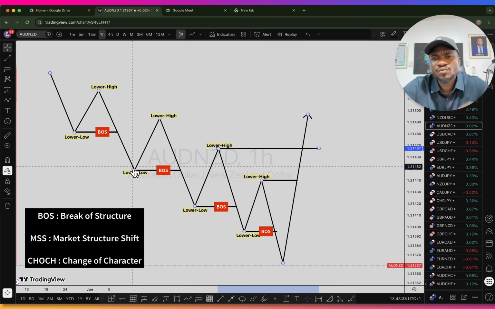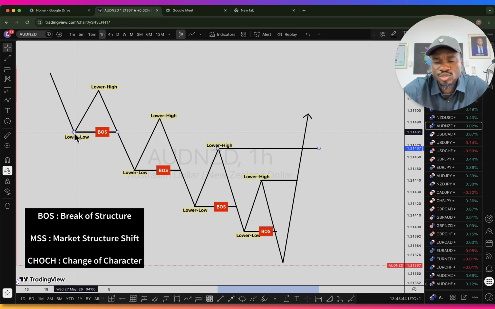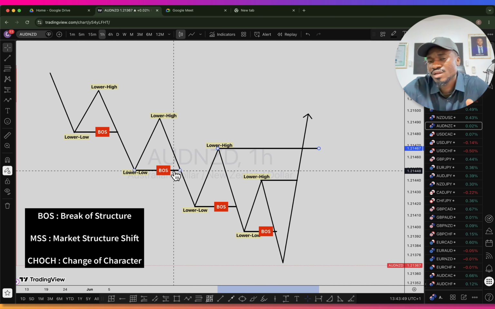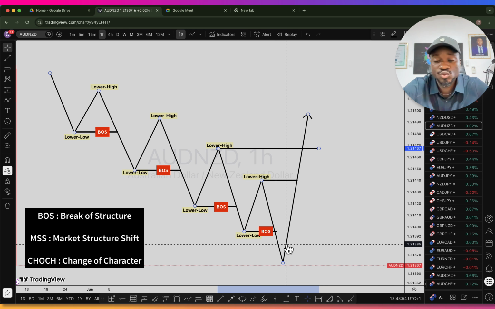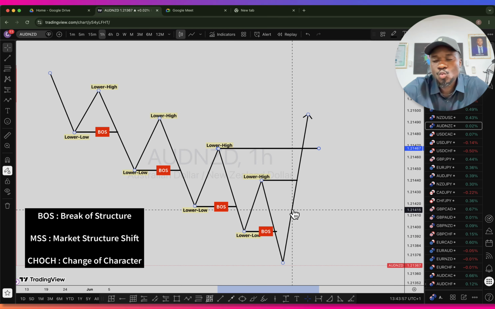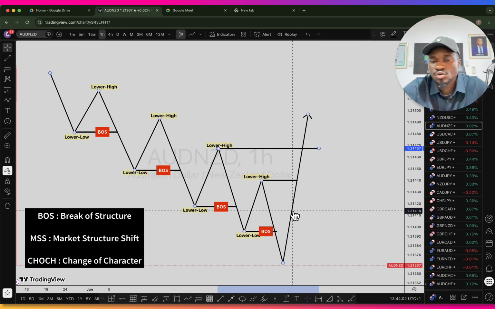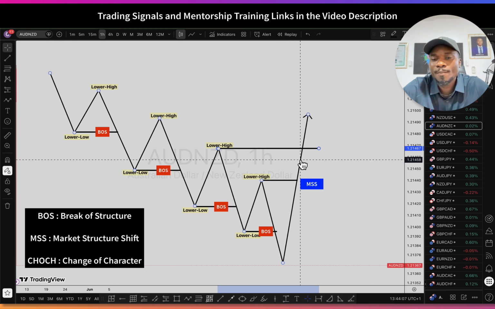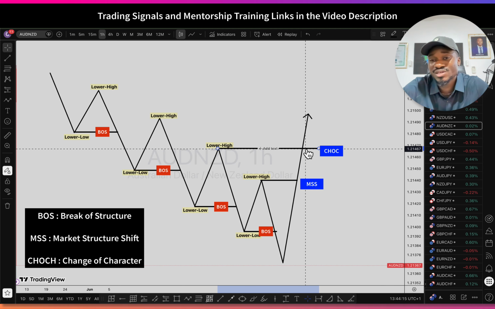Break of structures occur in a downtrend as price keeps on going deeper for a lower low. So the break of the previous lower low is what we call break of structure. You can see the repetition. The break of lower low is a break of structure. On to the lower low, you can see break of structures. And then when price takes out the last lower high in a downtrend, then we call that market structure shift. If price continues upward, then if it takes out the next lower high, which is 2 consecutive lower highs taken out, then we call that change of character.